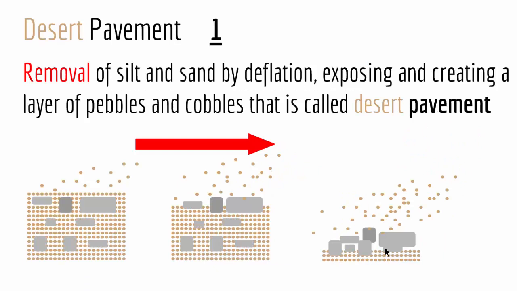However, desert pavement is removal of silt and sand by deflation, exposing and creating a layer of pebbles and cobbles that is called desert pavement. As you can see in this illustration, when you have big and small rocks that are mixed with sand, and wind removes the sand, you'll be left with the pebbles and the rocks that create a pavement on the desert floor. That is basically desert pavement. However, this illustration that I've made right here does not explain all the desert pavements that exist in the world.